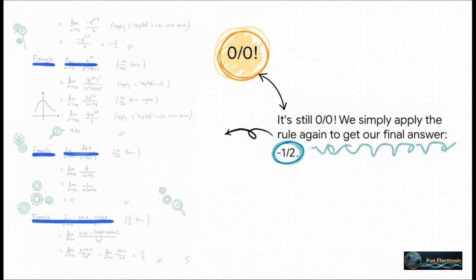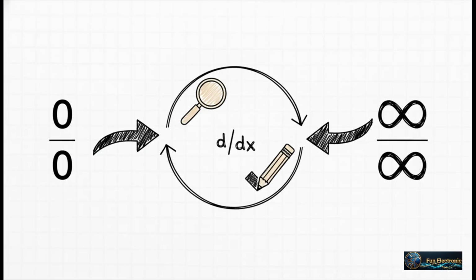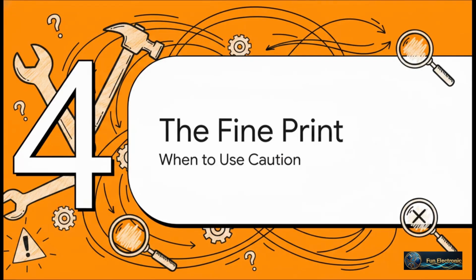See? Not so bad. And what's really cool is that this exact same process works perfectly for infinity over infinity problems too. There are no new rules, no extra steps to memorize. It's the same 3-step dance. Check, differentiate, and reevaluate. So, L'Hopital's rule is amazing, right?